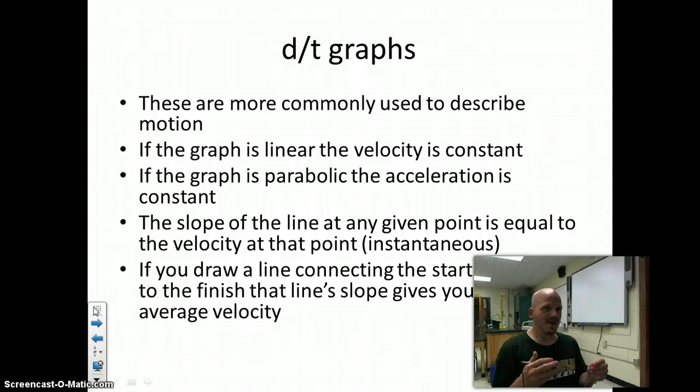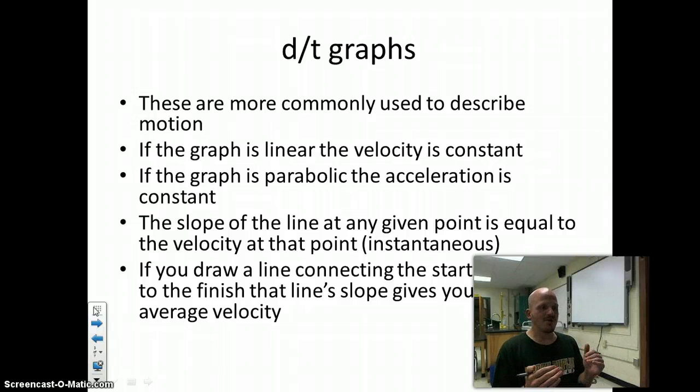Now, same thing. If you look at a DT graph and it's not linear but it's parabolic, we'll show you that later, it is constant acceleration, or it is showing acceleration. If there's any curvature at all to the line, there's acceleration. The degree of curvature tells us how much acceleration there is.